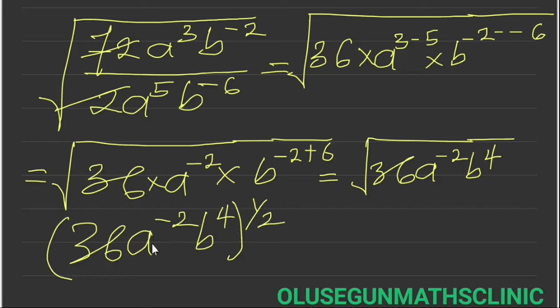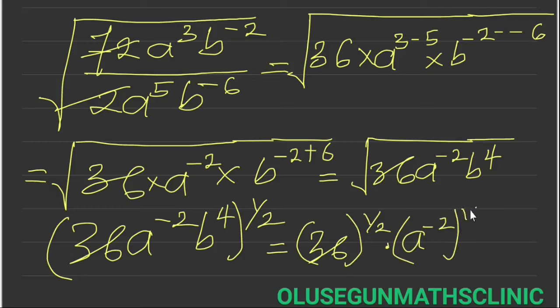As I've said, anytime you have square root, the square root can also be written as raised to power half. Let's start now. To have root 36, don't let me write in this form. You say 36 raised to power half, dot A raised to power minus 2 all raised to power half, dot B raised to power 4 all raised to power half. You see that the half affects the whole value.